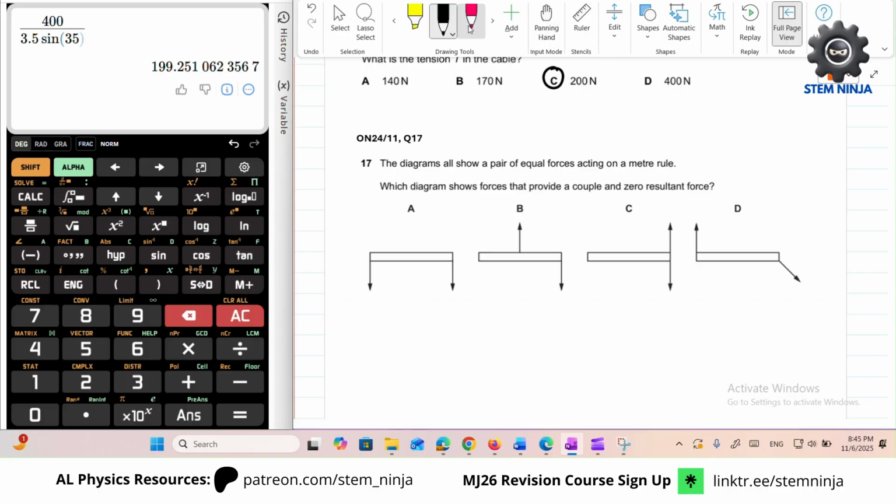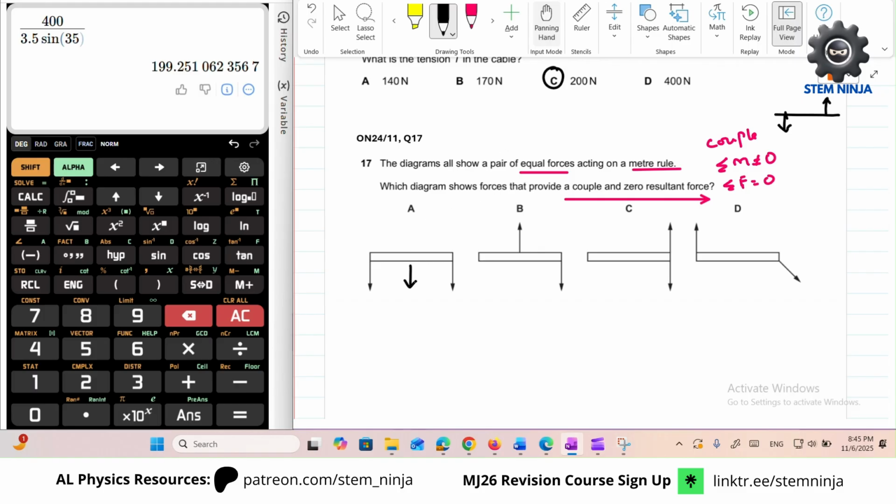The diagrams all show a pair of equal forces acting on a meter rule. Which diagram shows forces that provide a couple and zero resultant force? The zero resultant force means the sum of forces is zero in any direction, but there is going to be a moment. This is the definition of a couple. We already saw this, that although the forces are equal in magnitude but opposite in direction, since they're separated by a distance, that causes rotation.